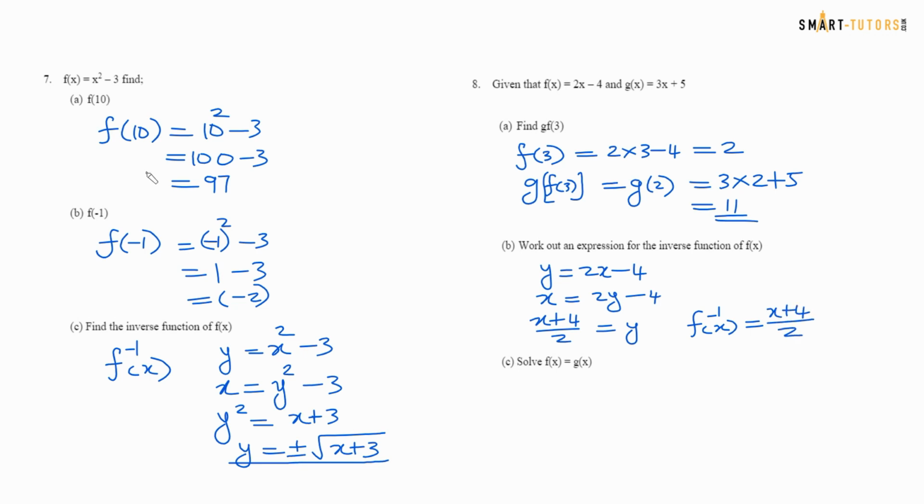f(x) equals g(x). f(x) equals g(x) means 2x minus 4 equals 3x plus 5. So this is a very simple one. So 2x coming this side, minus 2x, becomes x. Plus 5 going the other side, minus 5 with minus 4 is minus 9. So x equals minus 9.